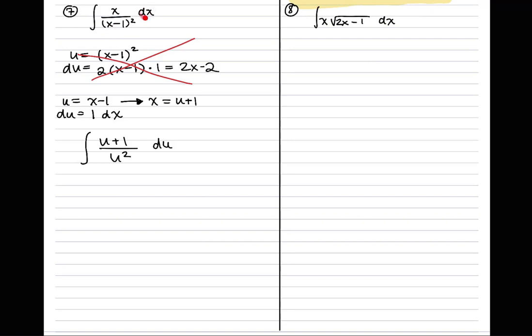Here is my du. And then I have extra x. That x is not included as part of the du, so I've got to rewrite it in terms of u. We've made our change of variables. Now I'm going to rewrite this.